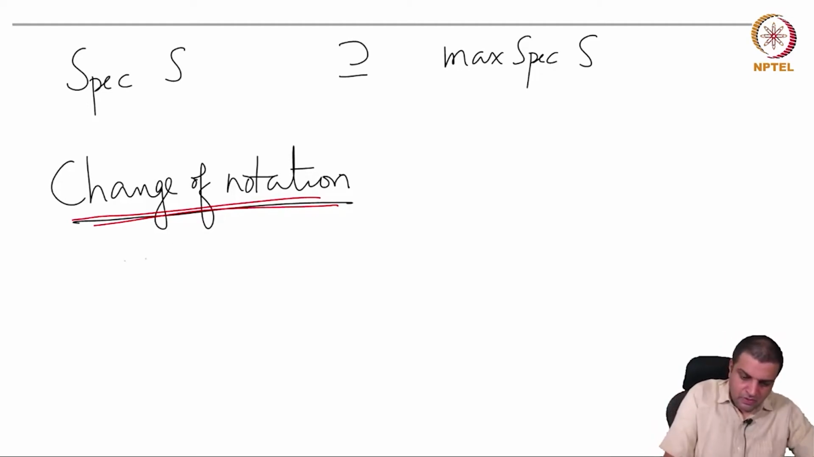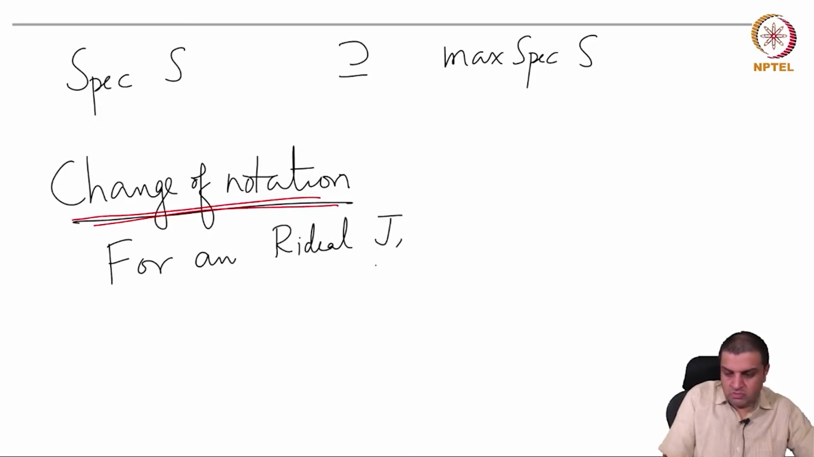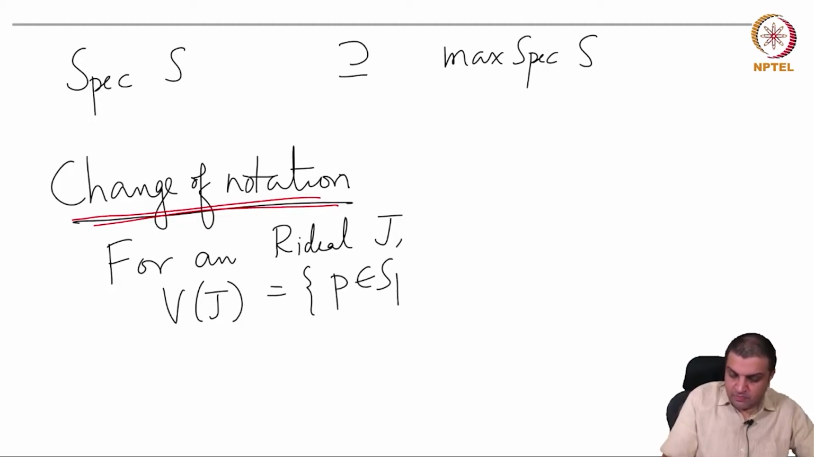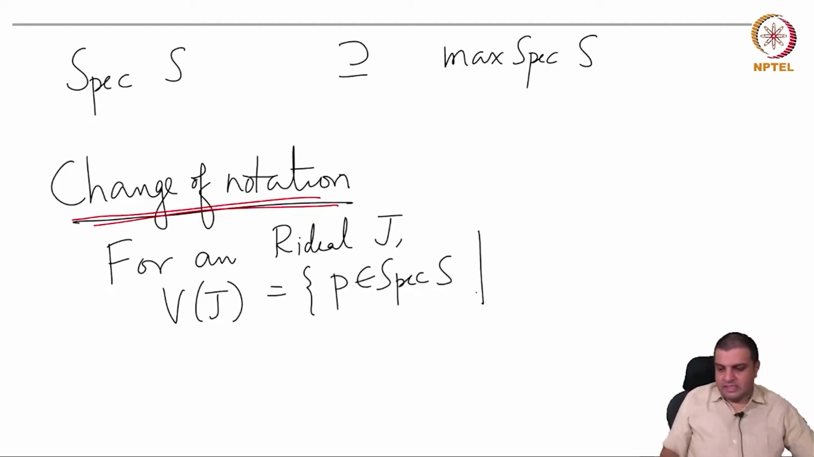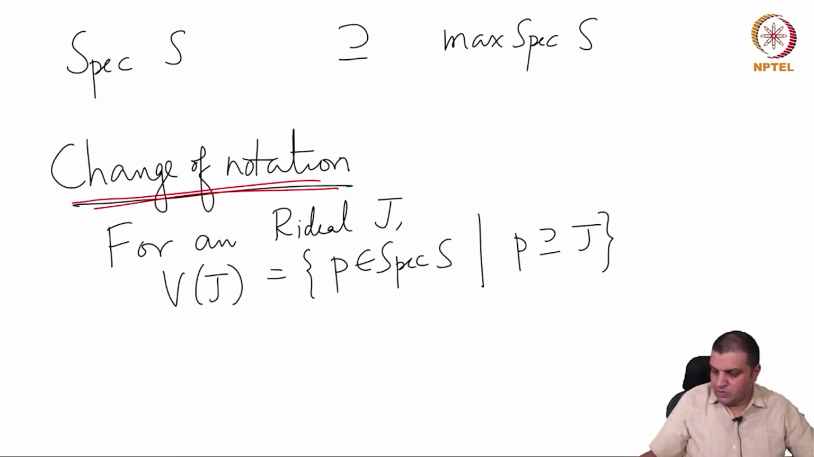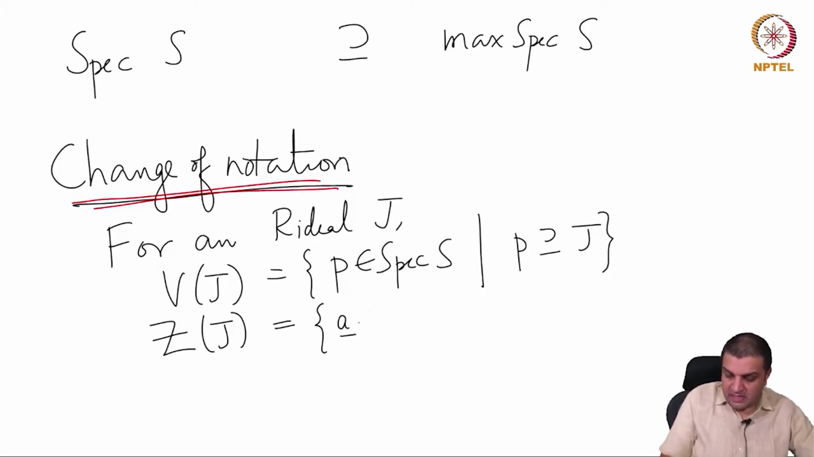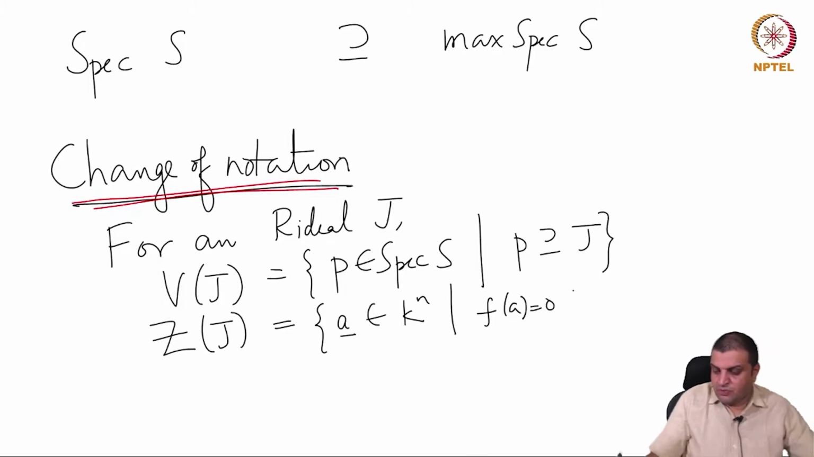So for an R ideal J, by V of J we mean the subset of Spec S consisting of primes P such that P contains J. And by Z of J we mean the set of elements a inside K^n such that f of a is 0 for all f in J.